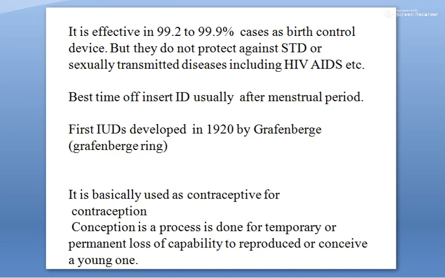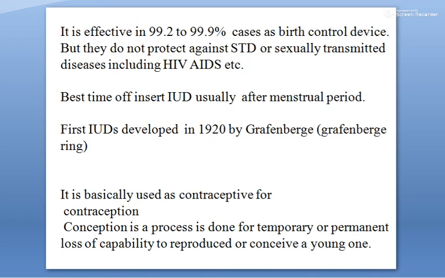The best time to insert the IUD is right after the menstrual period. That is the perfect time for inserting intrauterine devices, because during the menstrual period, because of the heavy bleeding, it may fall down or it may be problematic for insertion of the IUD. Okay.